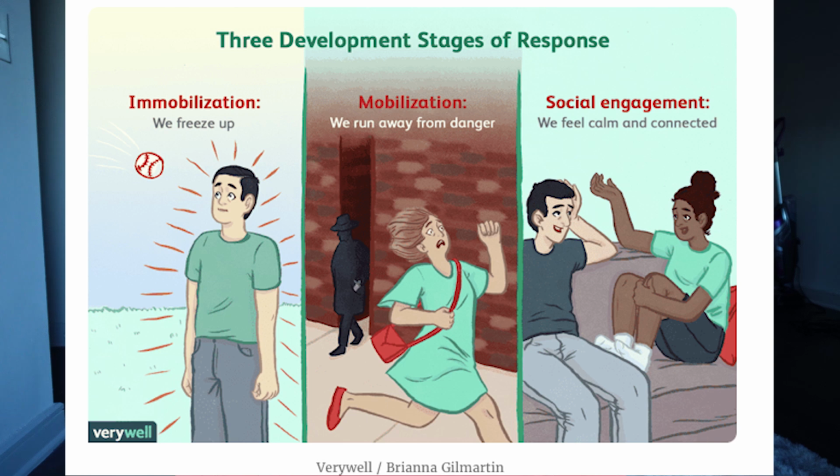And there is also a hierarchy of responses built into our autonomic nervous system, and there are three of them. Oh my goodness, can you tell I don't really talk that much? I can't pronounce my words.